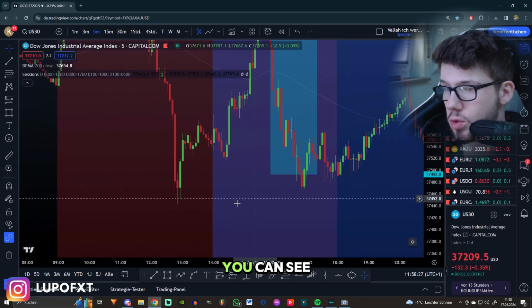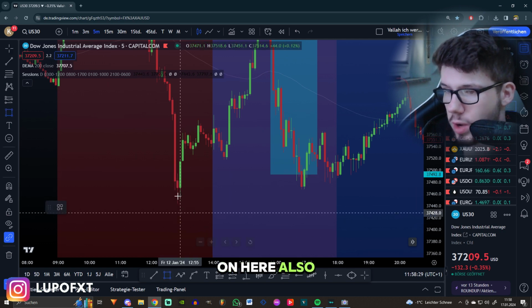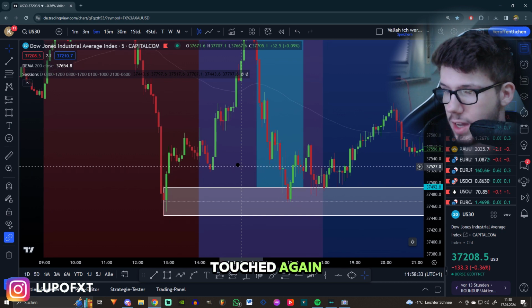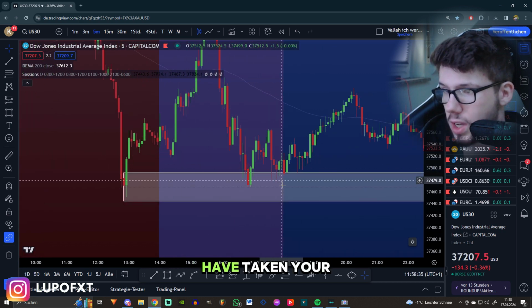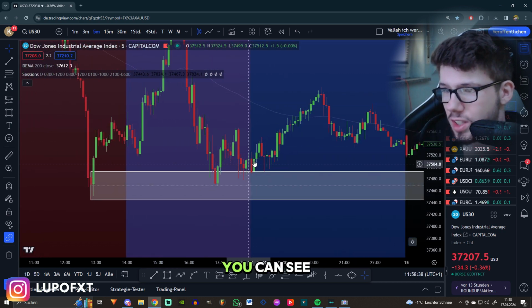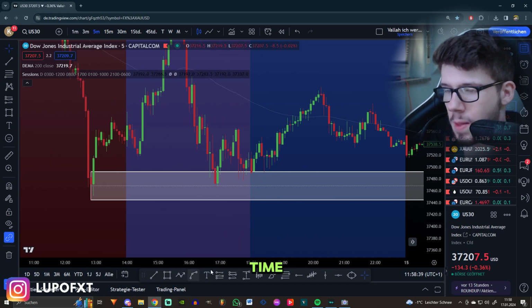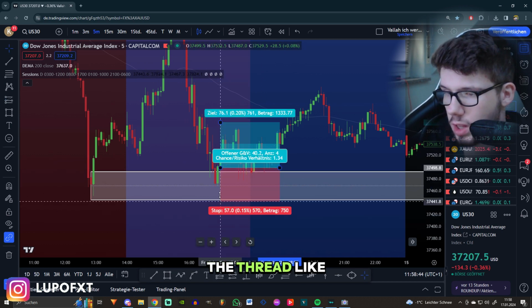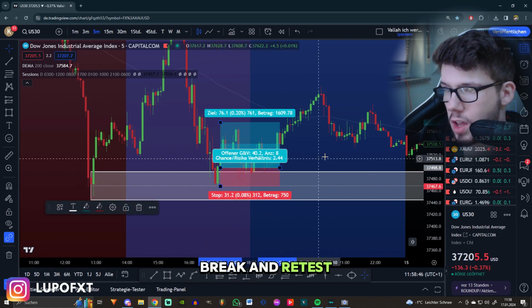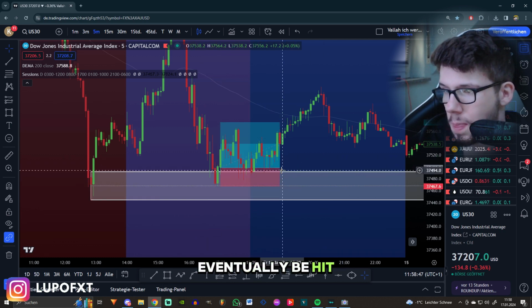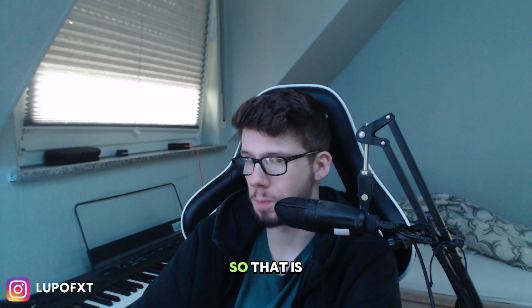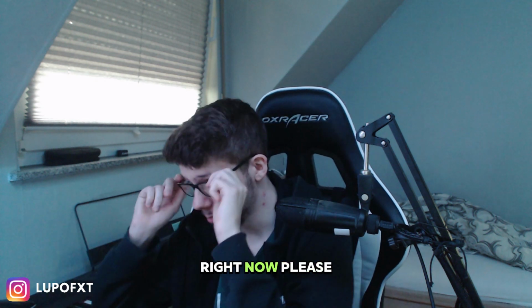On the other hand, you can see that the demand zone here also held. If you mark it up like this, the demand zone never gets touched again as of right here. Then you could have taken your entry. Here you can see it's a little bit choppy, it took some time, but eventually this trade as well took place. Whatever, if you took the trade like this, waiting for the break and retest, the 1 to 2 would eventually be hit, but this would be a trade which would have you a little bit more nervous. So that is my video for supply and demand as of right now.